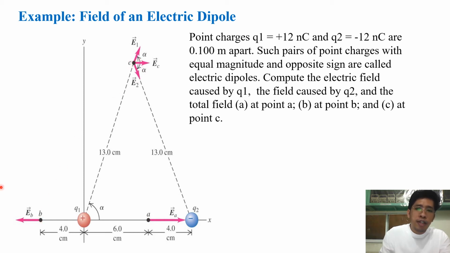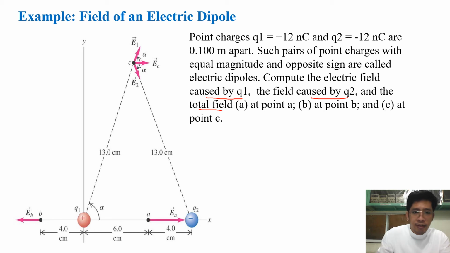You're going to compute the electric field caused by Q1 alone at point A, and then at point B by Q1 alone, and then at point C by Q1 alone. And then you also do the same for your Q2. So again, you need to compute the electric field caused by Q1 and the field caused by Q2 and then the total field. So you're asked of three: first is caused by Q1, then caused by Q2, and then the total field at your 3 points A, B, and C. So let's first write your givens to make it easier for us.